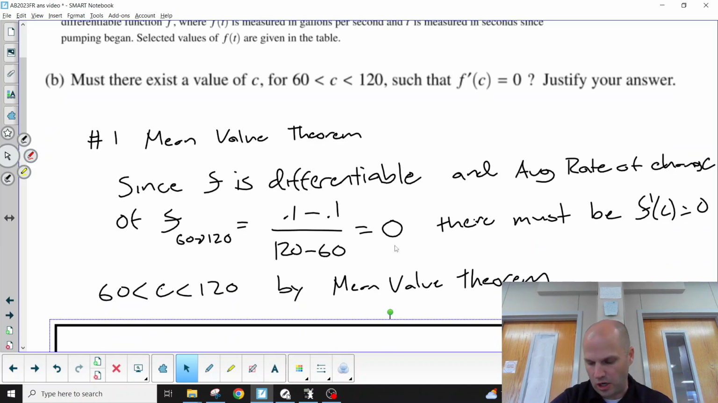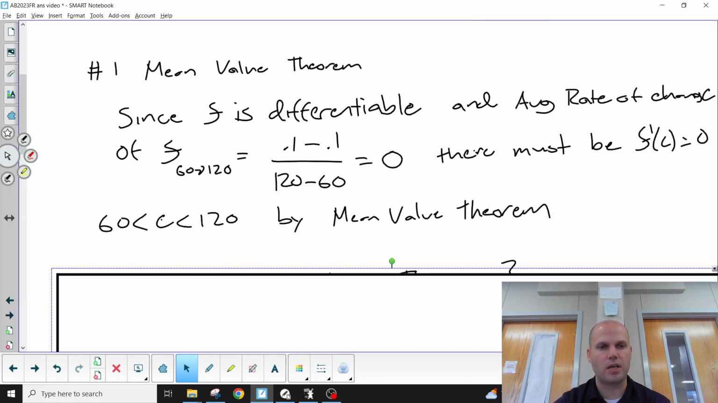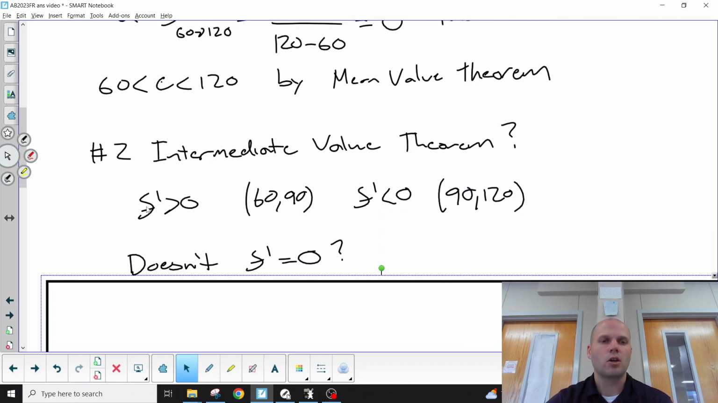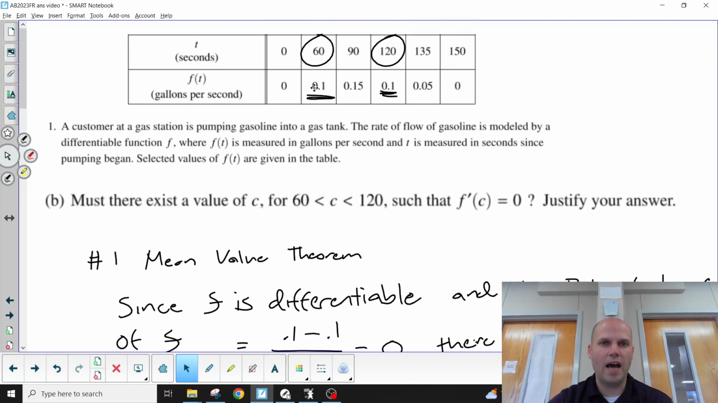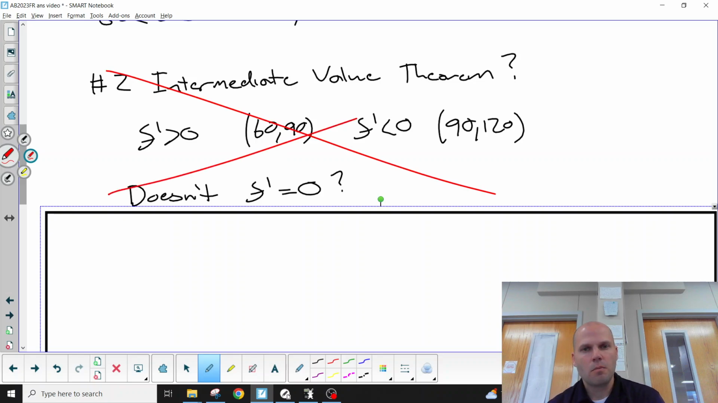Now, I was thinking there was going to be another way that they would accept this answer. The other way would be trying to use the intermediate value theorem. The idea being, if between 60 and 90 your f is increasing, and between 90 and 120 your f is decreasing, f prime's got to be positive, and then f prime's got to be negative. That means f prime's got to equal 0 somewhere. However, this is not going to work, unfortunately, because we know f is differentiable.